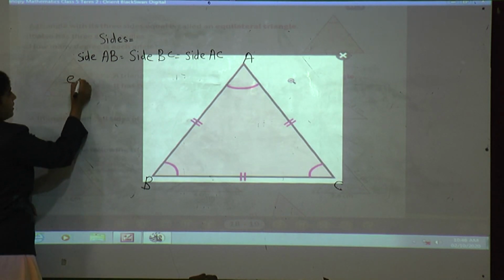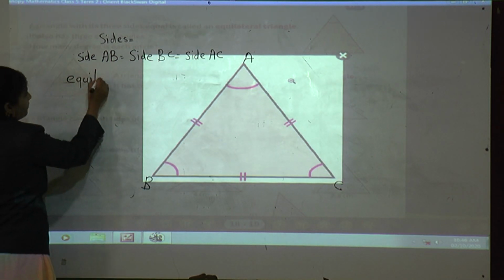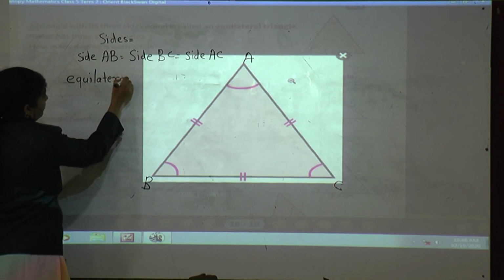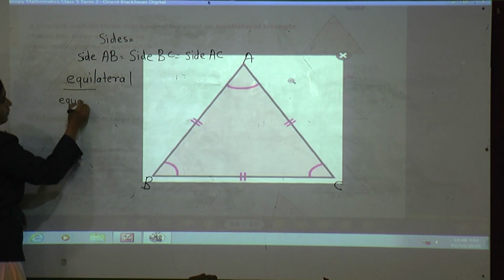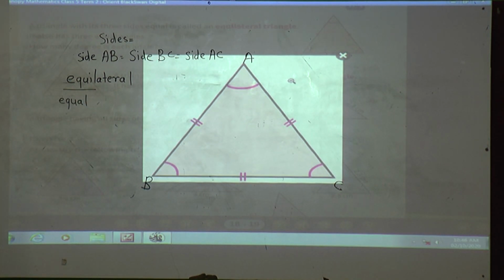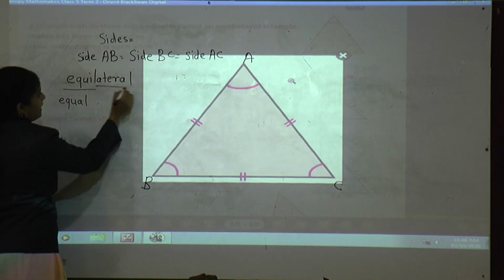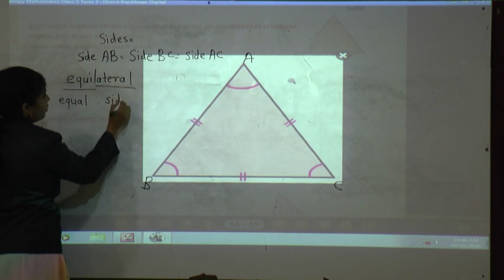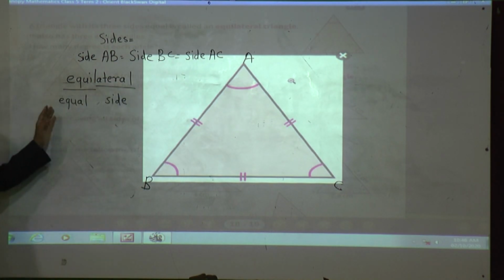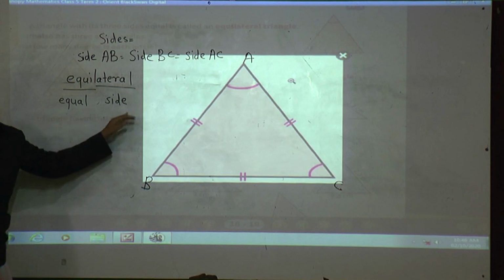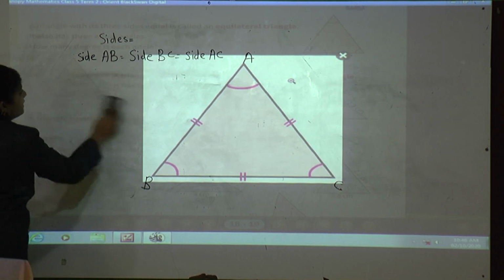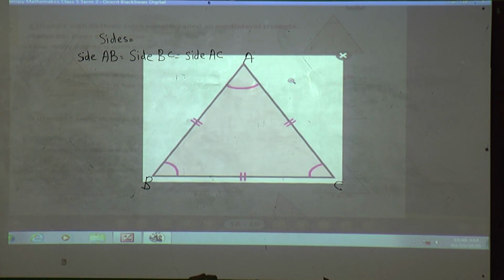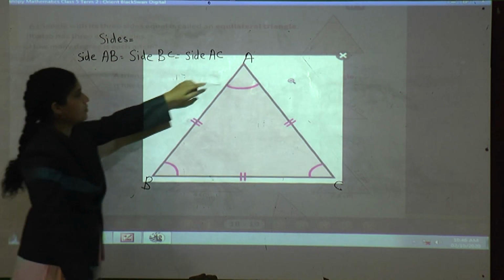See students, equilateral means equal and lateral means side. So equilateral means equal in side. Yes, even their angles are also the same. Their angles are also equal.